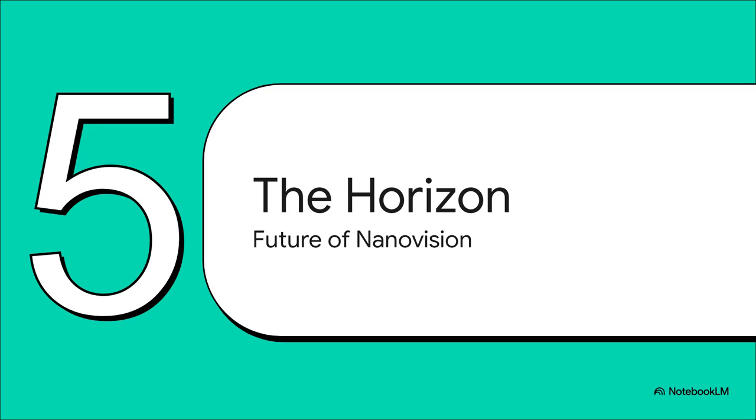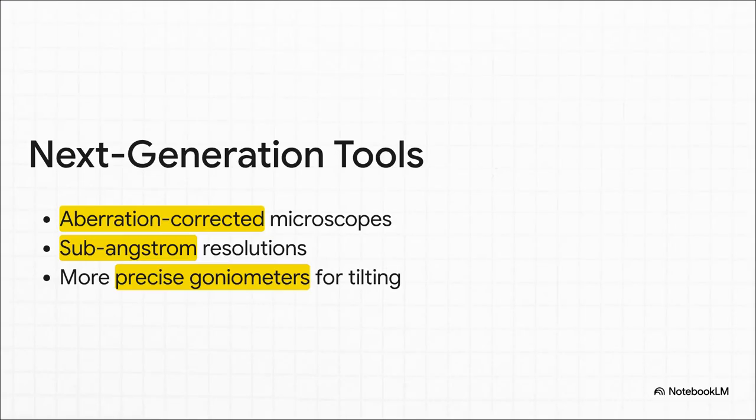So this technique is already pretty amazing, right? Well, hold on, because it's about to get a major upgrade. Let's take a look at the horizon and see what the future of nanovision holds. New technologies are coming online right now that are going to make these maps exponentially more detailed and more powerful. We're talking about aberration-corrected microscopes that can get to sub-angstrom resolution. That's a resolution smaller than a single atom. And we're getting goniometers, those are the little stages that do the tilting, with just mind-blowing precision.